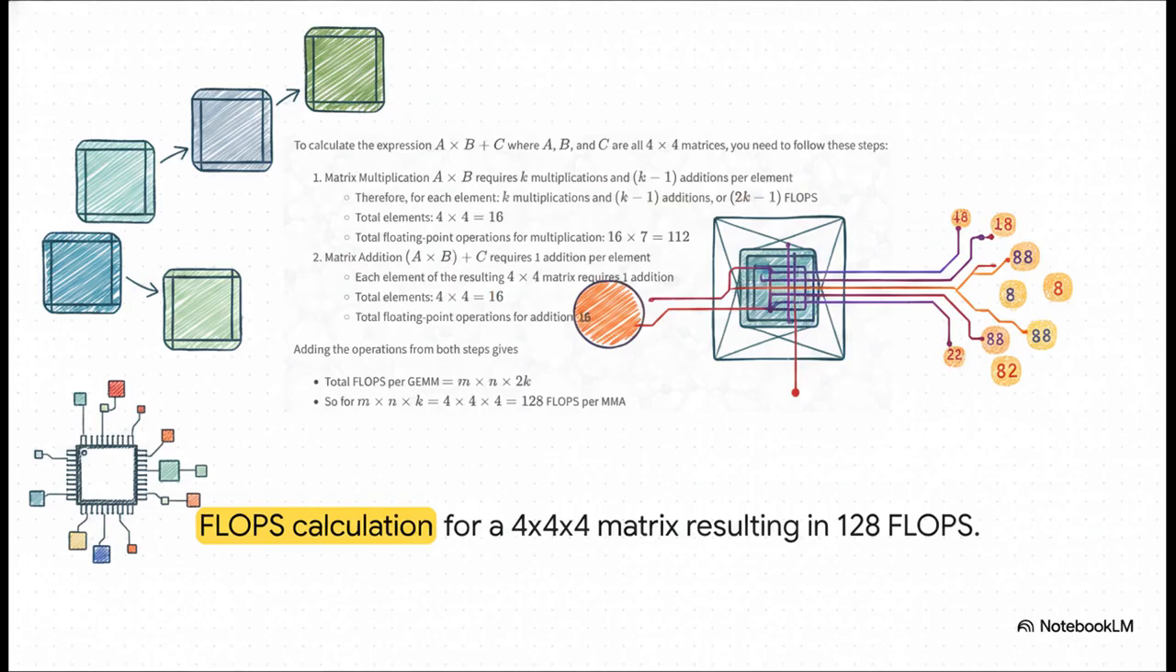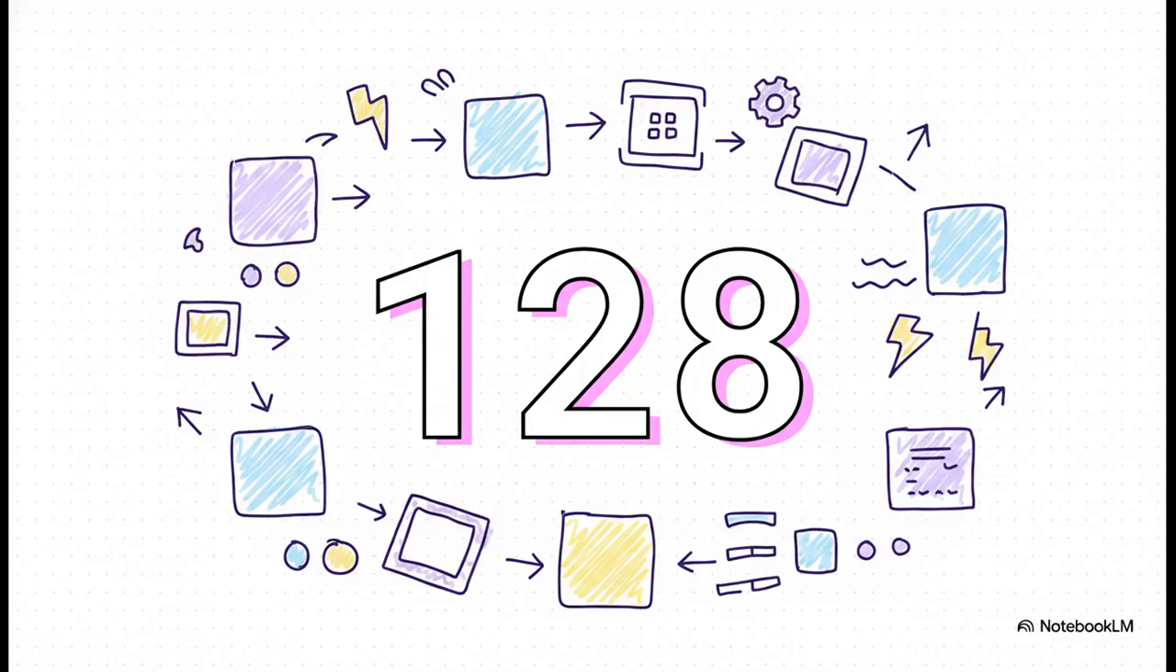If we map those dimensions right into our formula, we get 4 times 4 times 2 times 4, and that naturally yields the exact mathematical limit of 128 floating point operations. So, the crucial point here is this specific number, 128 flops per MMA.